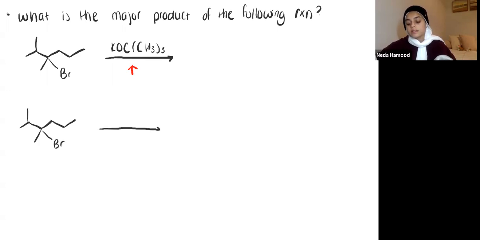So this is just writing it out. We have potassium, which is going to dissociate from it. We have our oxygen, which has a negative sign on it, connected to a carbon with 3 methyl groups on it. So this is our tert-butoxide. I'm pretty sure it looks like that. I honestly forget how it looks every single time. But yes, what do you guys think is going to happen here?